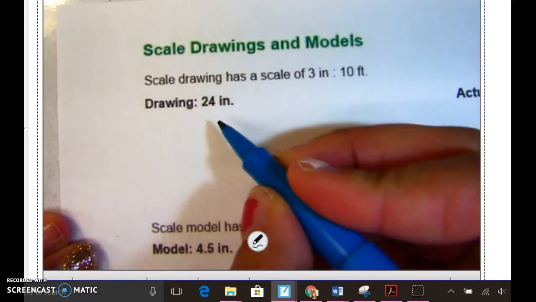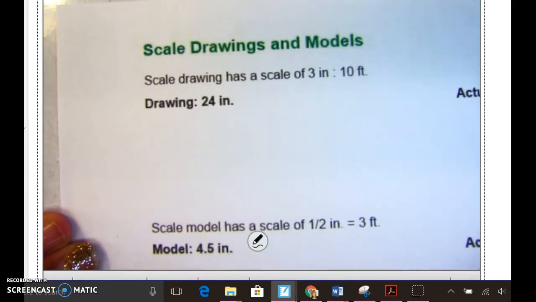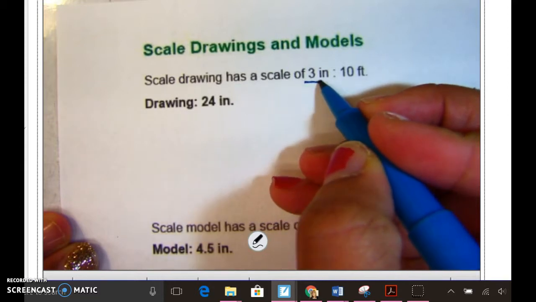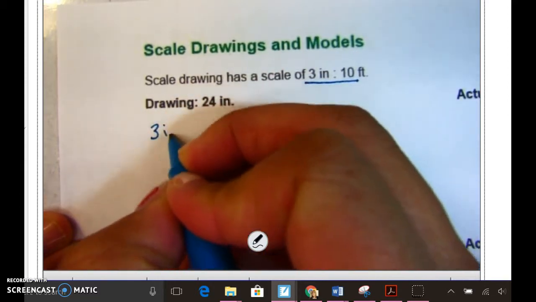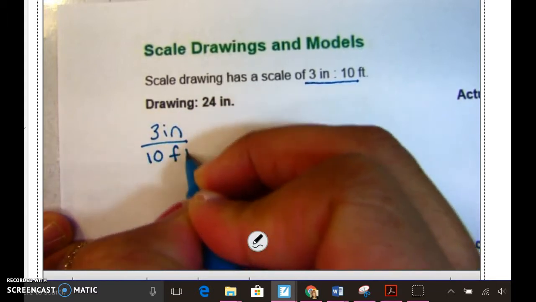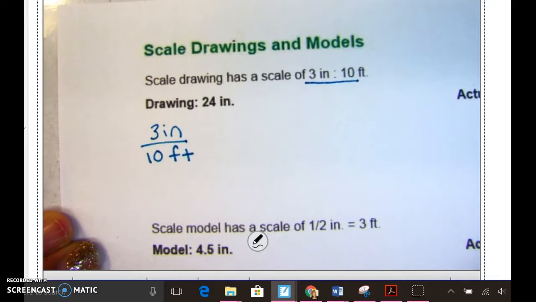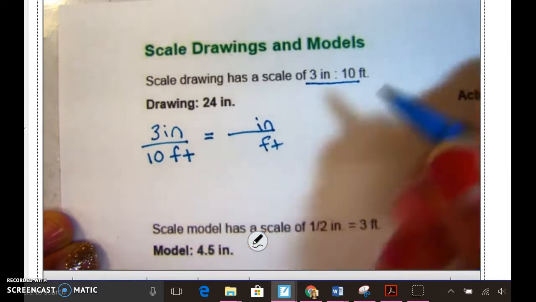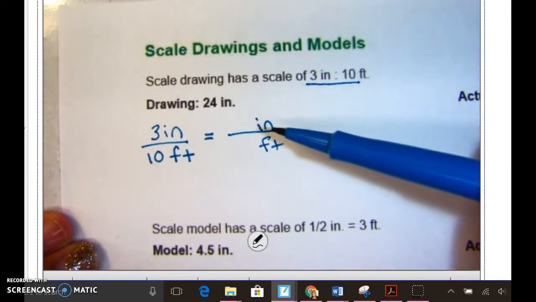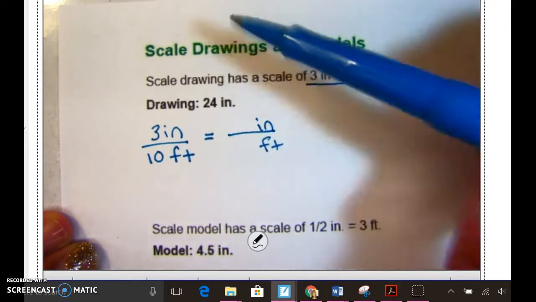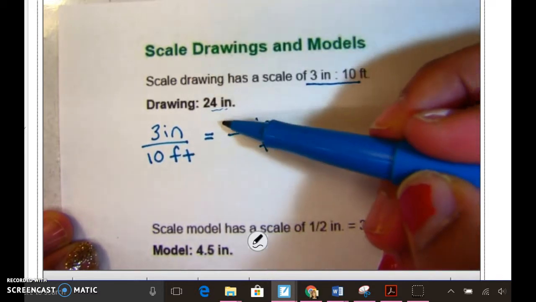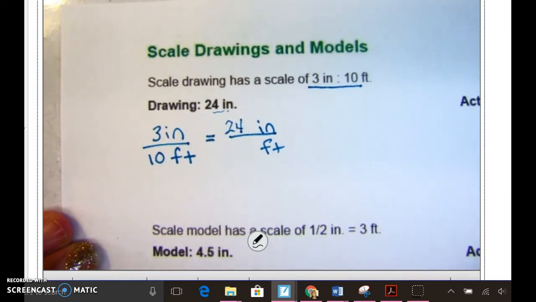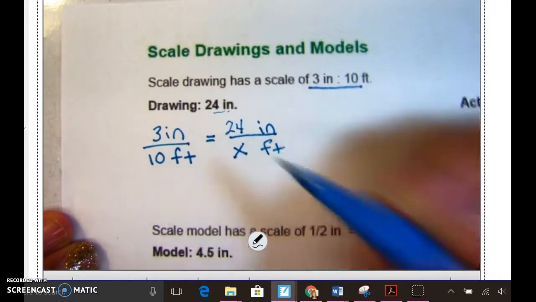And if in the drawing it's 24 inches, how many feet is it in real life? So we can solve this by setting this up as a ratio, 3 inches to 10 feet. That's the scale that we're given. And now we want to know, what information did they give us? Did they give us the inches of the drawing, or did they give us the feet in real life? Well, here you can see they gave us the inches. So that needs to go on the top. If you put inches on the top here, inches has to go on the top here. And so we're trying to look for the feet in real life.